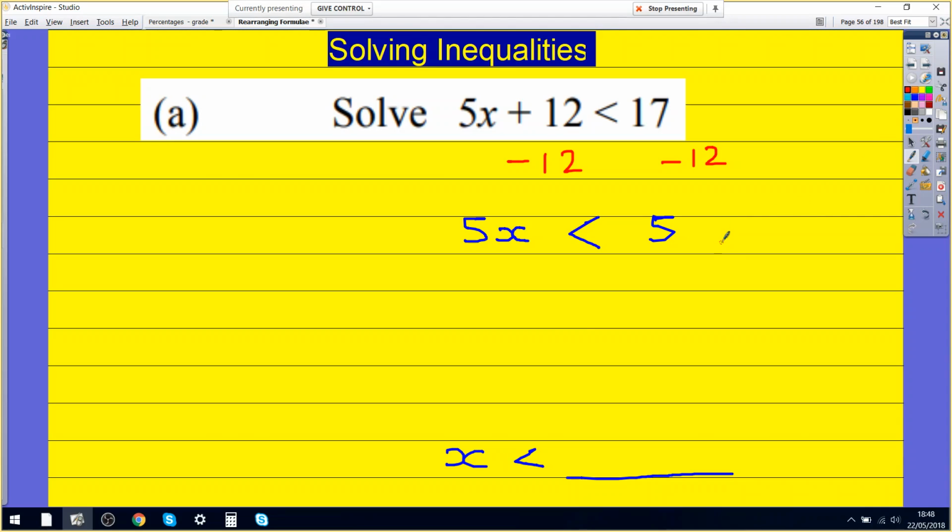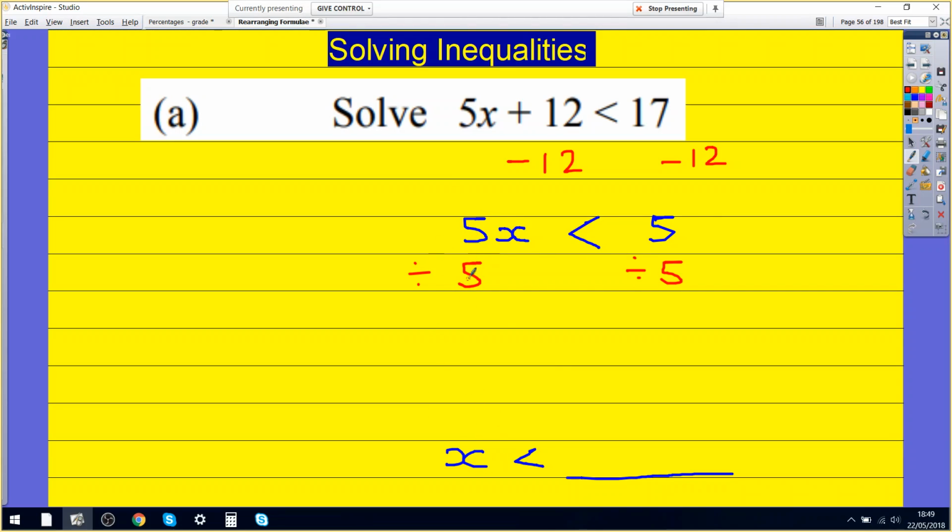Okay. So that's 5x is less than 5. We want x is less than what? Do you divide the 5 by 2.5? So you want x. At the moment you have 5x. So the opposite of times by 5? Divide by 5. Yeah. And what is 5 divided by 5? 1x basically.